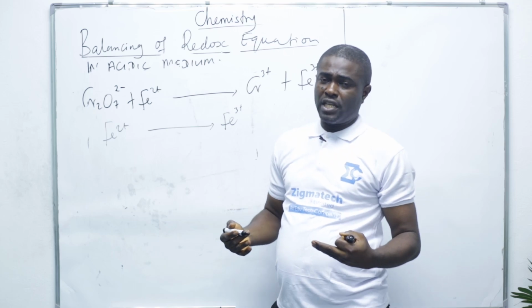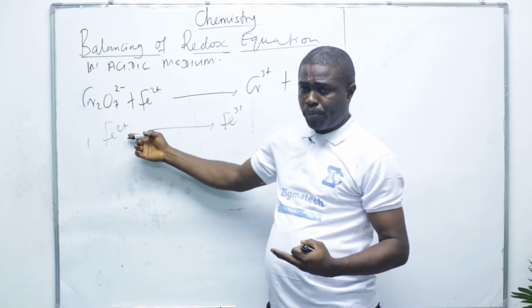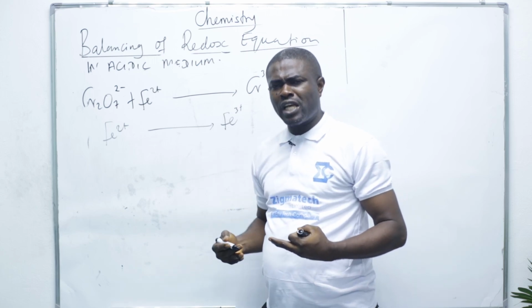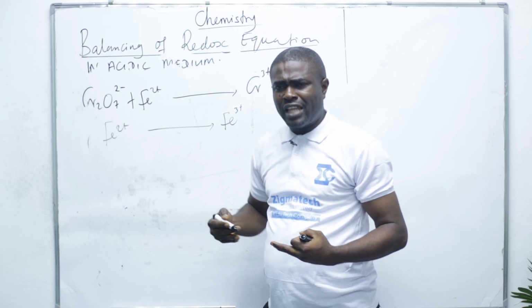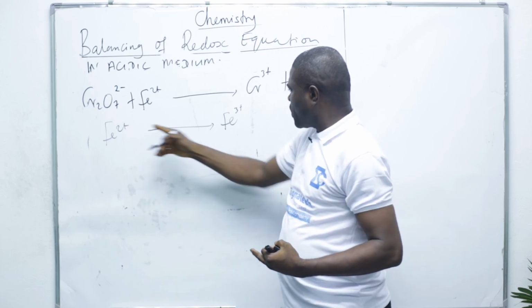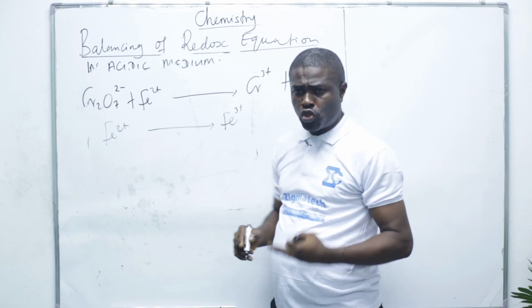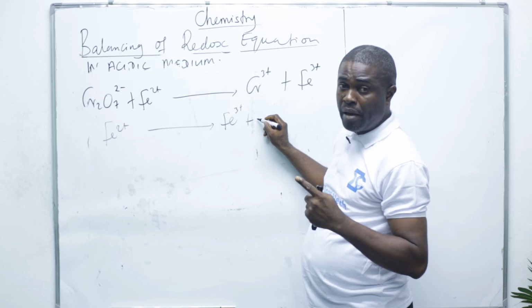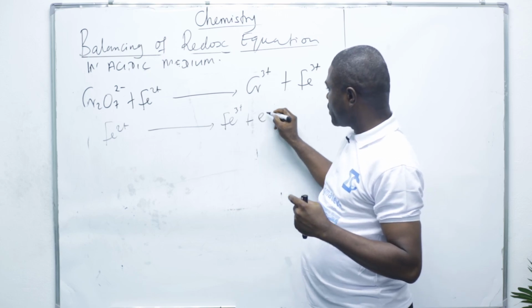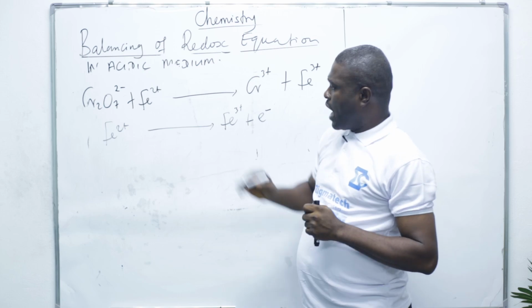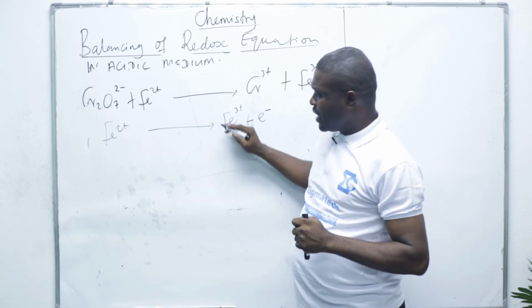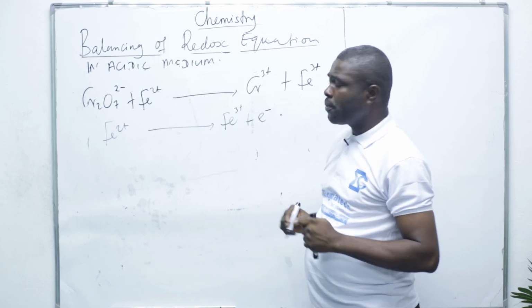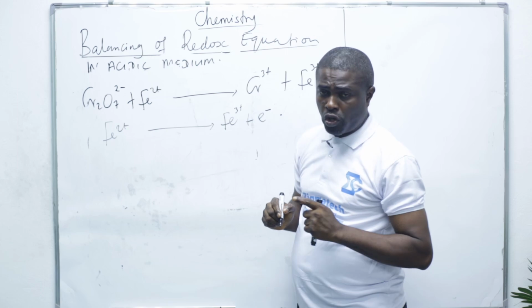Let's go to charges. What's the charge at my left hand side? +2. Going to my right hand side, I have +3. What do I do? Introduce an electron, a negative value that will draw that one down. What is the difference? The difference is just 1. So I'm introducing 1 electron to where I have the higher power. With this, I have balance in terms of atoms and in terms of charges for this oxidation half equation. Full stop.